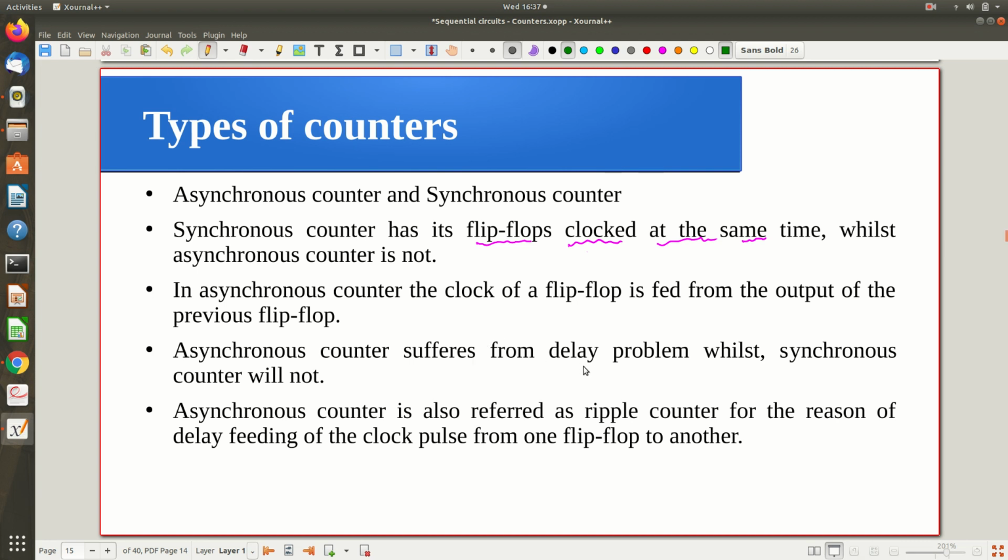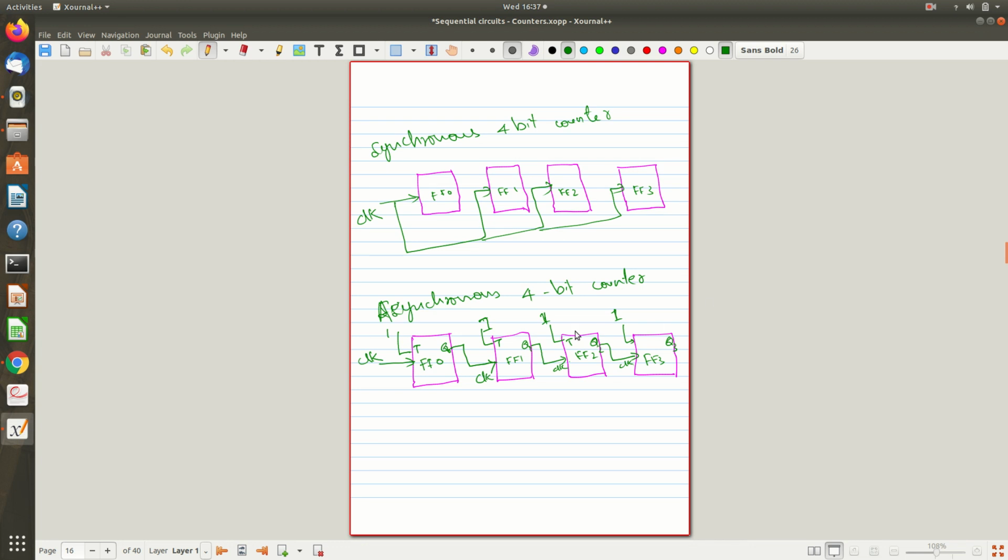Asynchronous counter suffers from the delay problem. Why is it so? It is because the output of the first flip-flop is applied as a clock to the second one. So the second one can work only after the completion of the working of the first one. But here it is not like that. Whenever the clock is triggered, the positive edge is coming, all of them are working simultaneously. So there is no delay, there is no dependency between flip-flops.